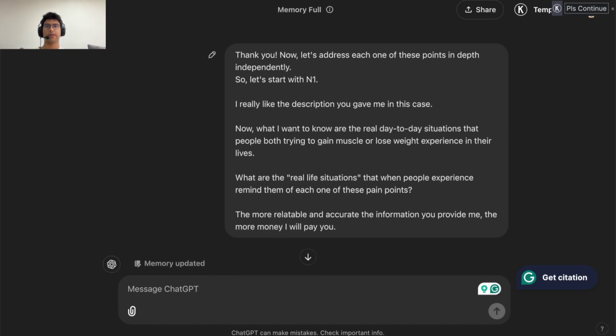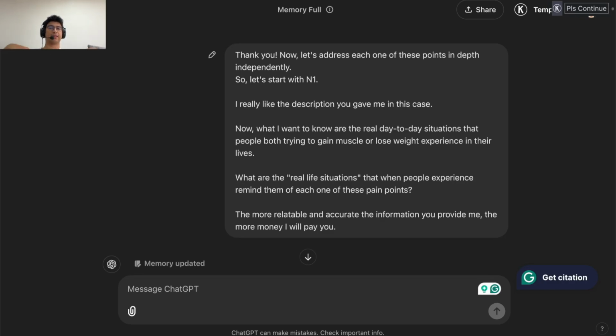Which is: thank you. Now let's address each one of these points in depth independently. So let's start with number one. The reason you do this is because you're going to go in depth for every single point. However, if you want to do it all at the same time, it's not going to work, because ChatGPT is not as good as if you just ask it one by one.